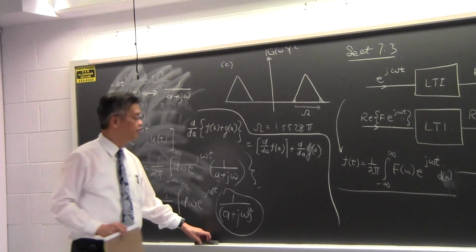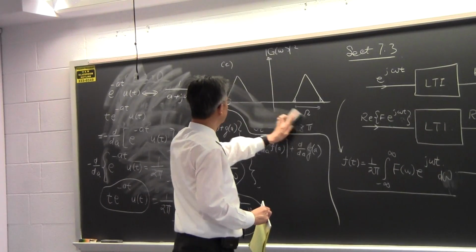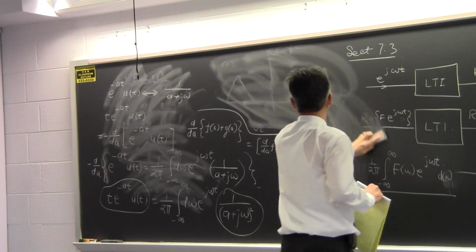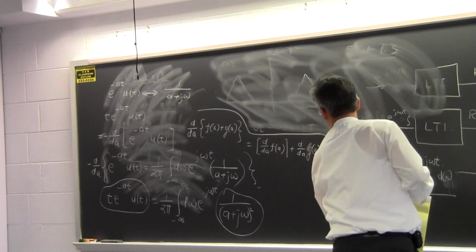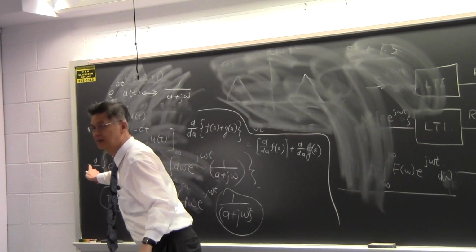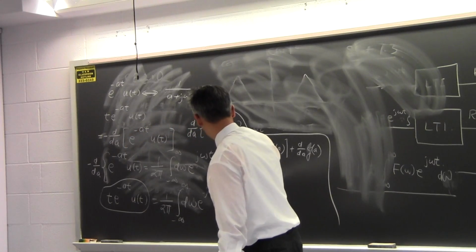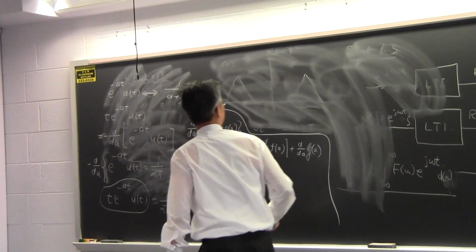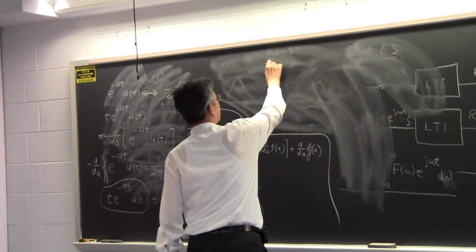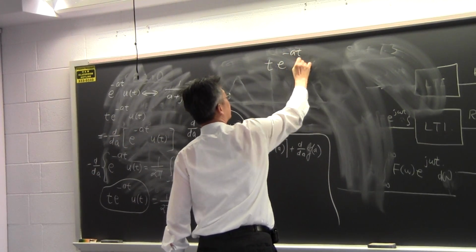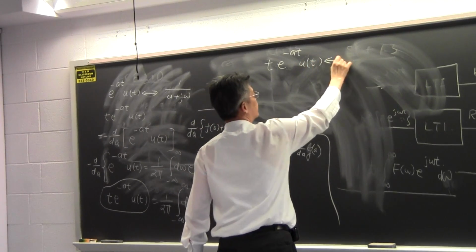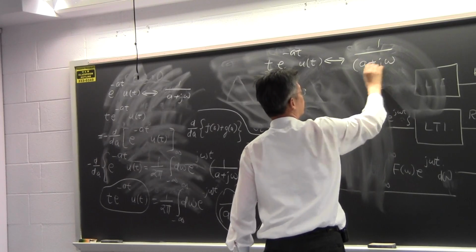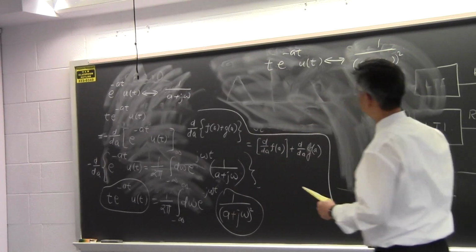Okay, so I arrive at a new identity for you. Yes? Yeah, but I have a minus sign here. Okay, I differentiate this, I get a minus sign, but it cancels with that minus sign over there. So I have this identity that t e to the minus at u of t Fourier transforms to 1 over a plus j omega squared. Okay?